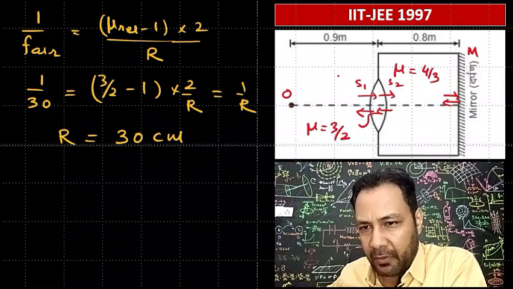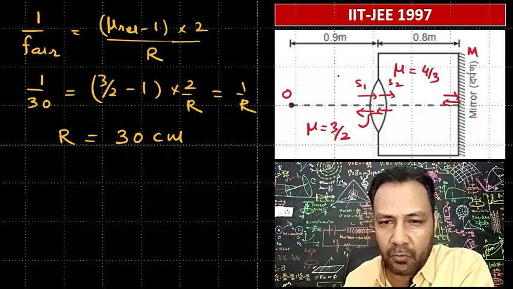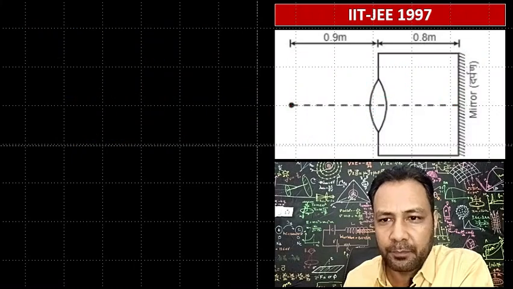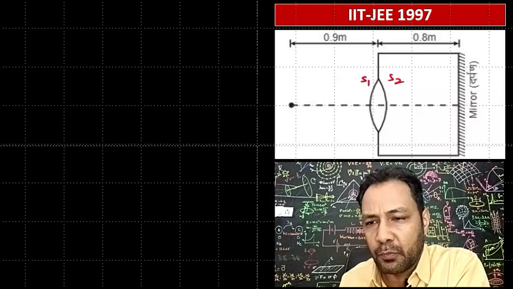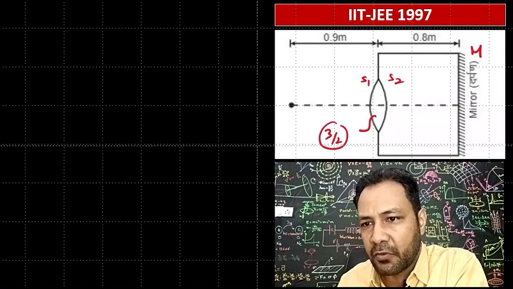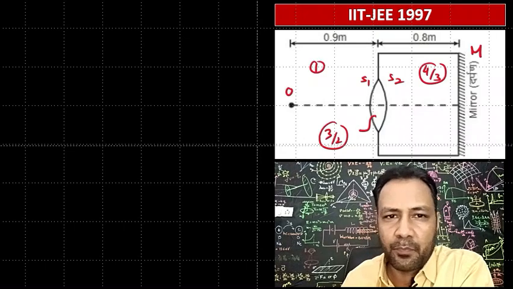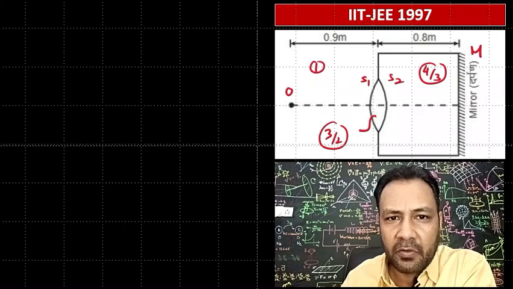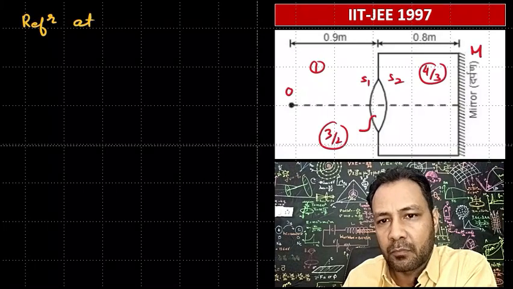Now we can start applying the refraction formula and then the reflection formula. So a lot of things have to be done. So let's go ahead. This is S1, S2, and this is the mirror. Refractive index of the lens is 3/2. Refractive index of water is 4/3. Here there is air, and this is the object. So the first event is refraction at S1.